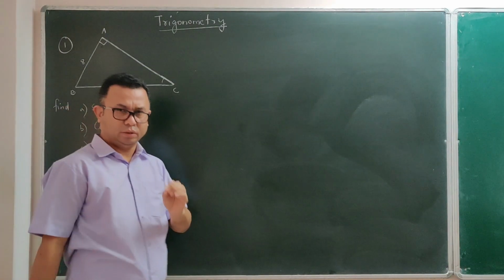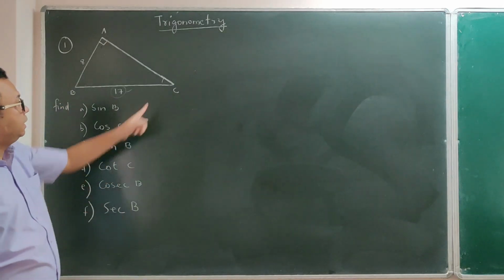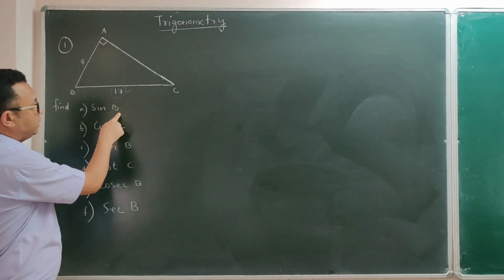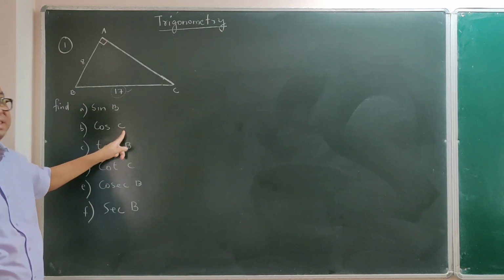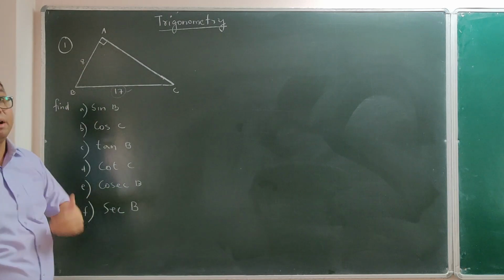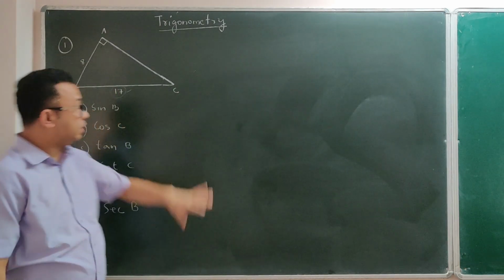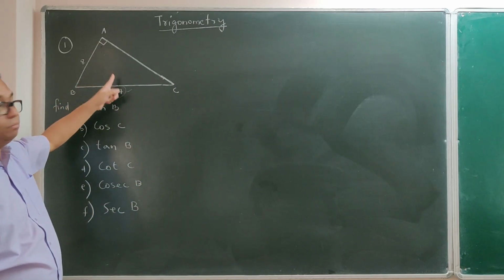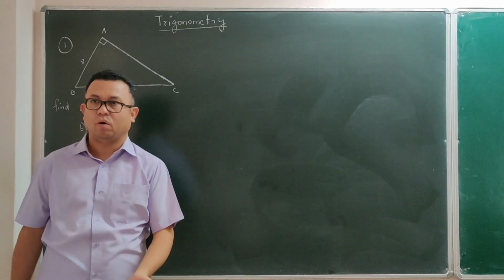So base and perpendicular keep on changing. It depends on the angle of reference. In the case where the angle of reference is B, then 8 becomes base. But if the angle of reference is C, then that 8 becomes perpendicular. Before I start, you can see I took a very simple diagram with only one triangle, so you will have only one hypotenuse, one perpendicular and one base.